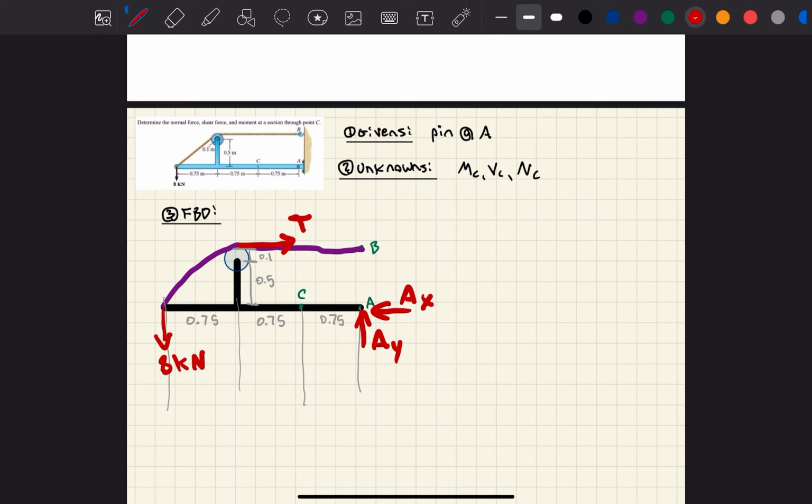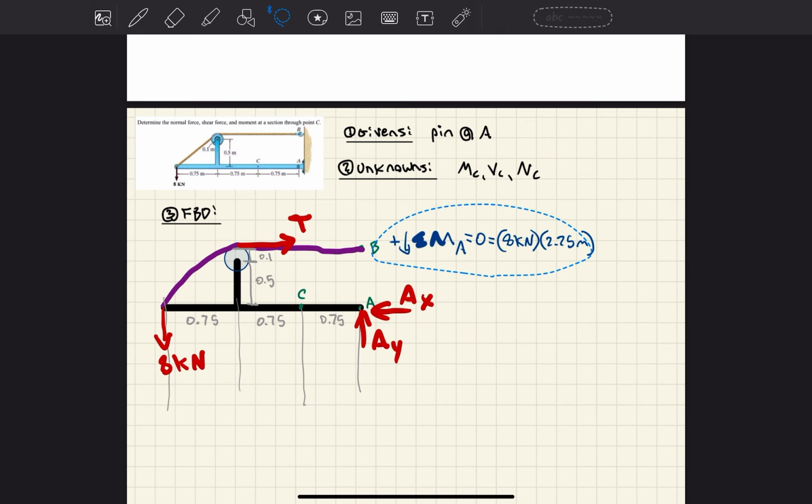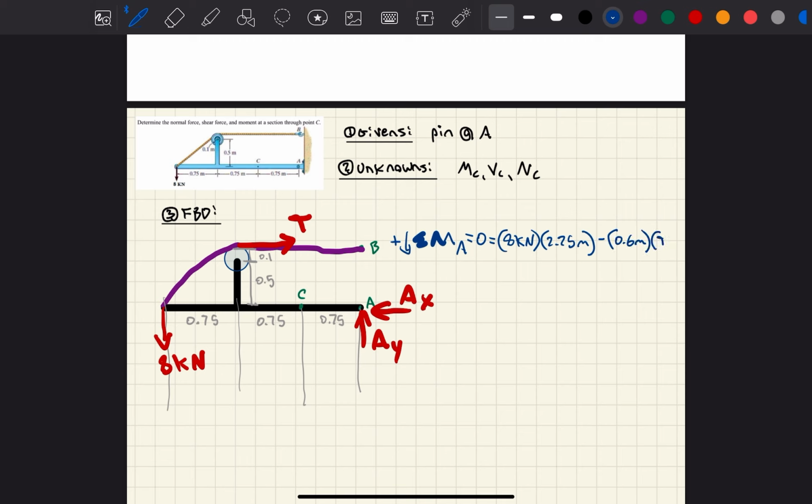But yeah, if you do that, I'll quickly jot it down. So sum of moments about A, and you say counterclockwise is positive, you have 0 equals 8 kilonewtons times 2.25 meters, a positive counterclockwise moment, minus 0.6 meters times tension. From this, you're going to find the tension is equal to 30 kilonewtons, right? From sum of forces in the y direction, you're going to find that AY is equal to 8 kilonewtons, and AX is equal to 30 kilonewtons.